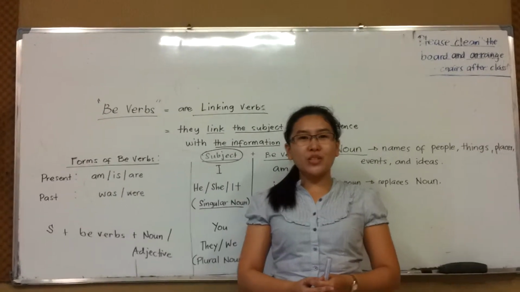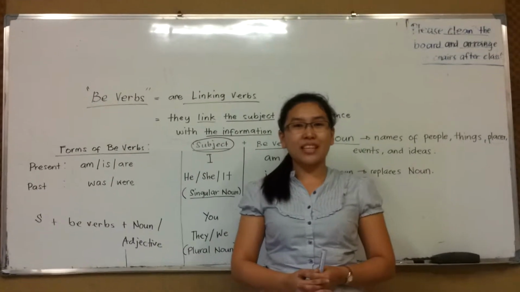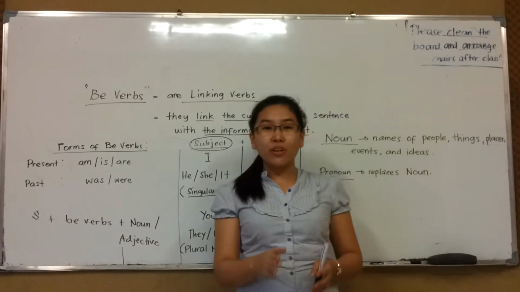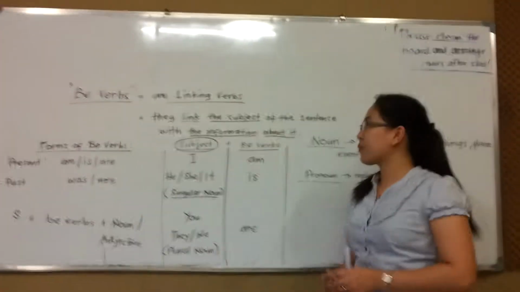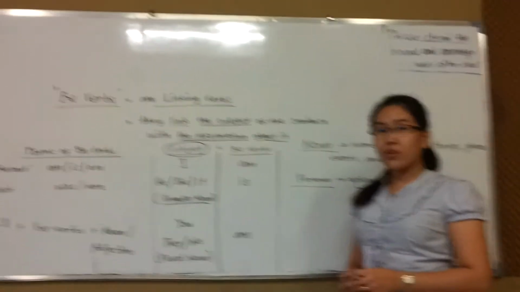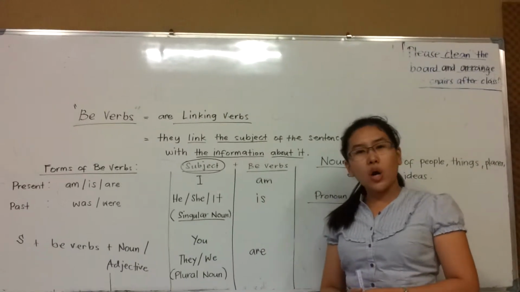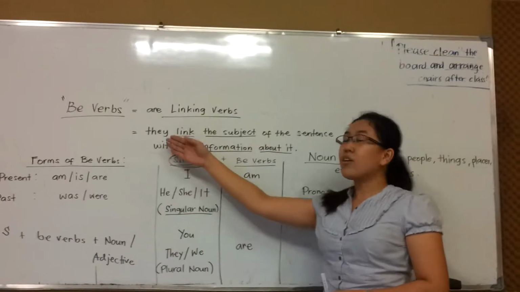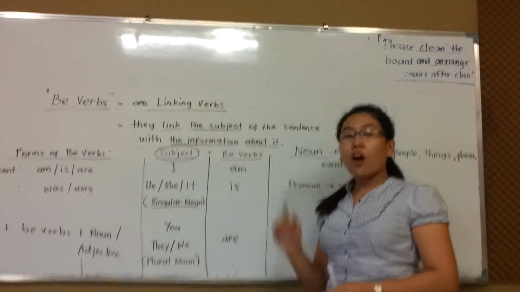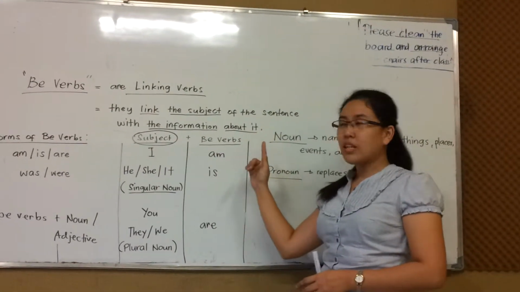Today, we are going to study the different forms of be verbs in English sentence structure. But before that, let's define be verbs first. When we say be verbs, they are linking verbs. What are linking verbs? Linking verbs means they link the subject of the sentence with the information about it.